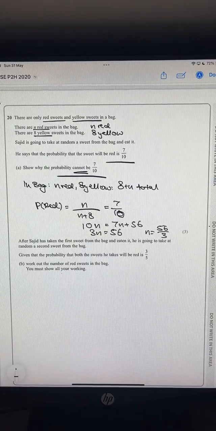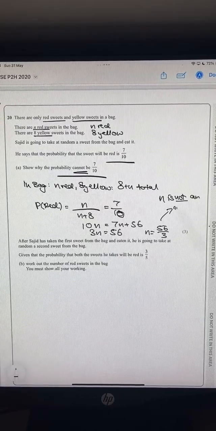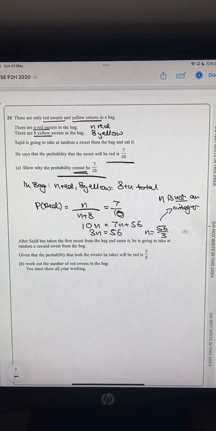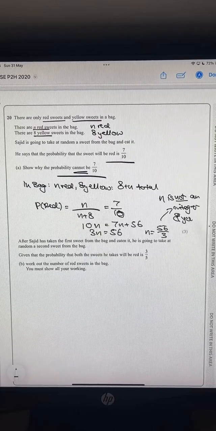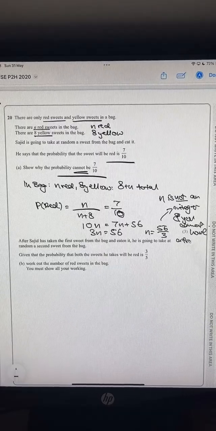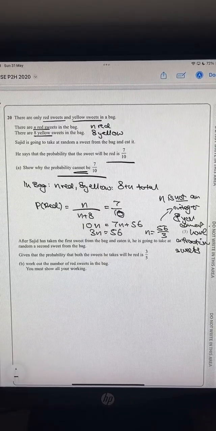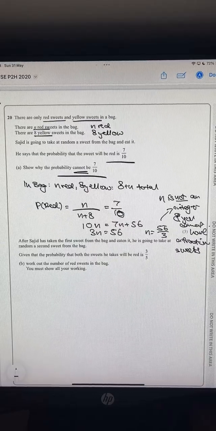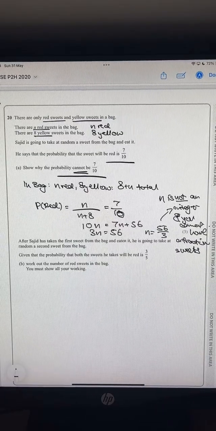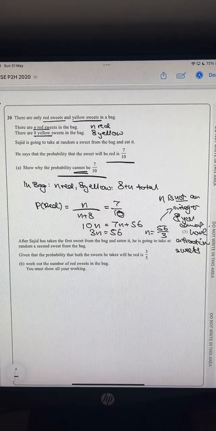Exactly. n is not a whole number. So n is not an integer. I'm lazy, I'm writing the one-word way. And you cannot have a fraction of sweets, because n is the number of red sweets, and you cannot have 56 over 3 sweets in a bag. Okay, so it's impossible. There, done.